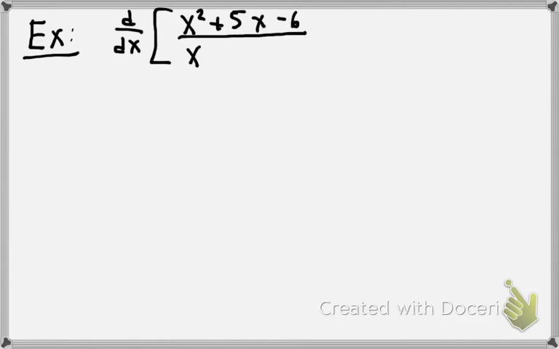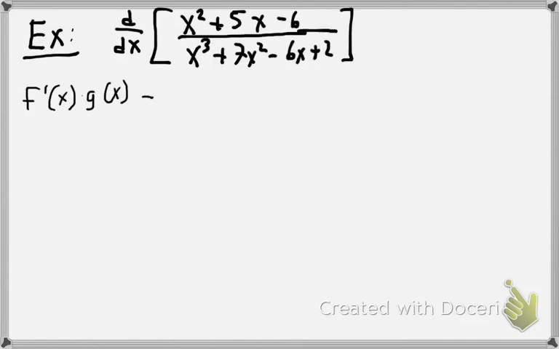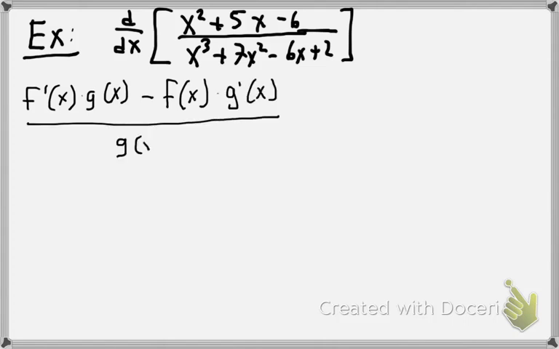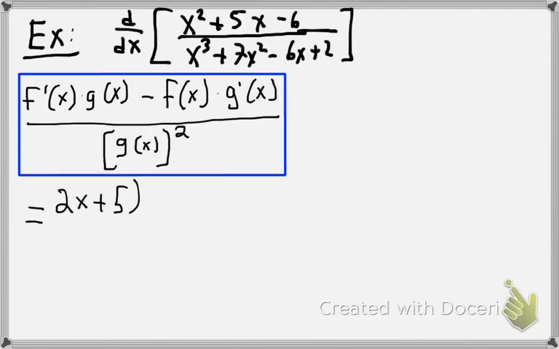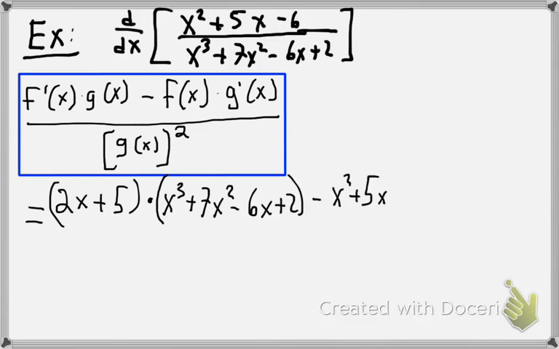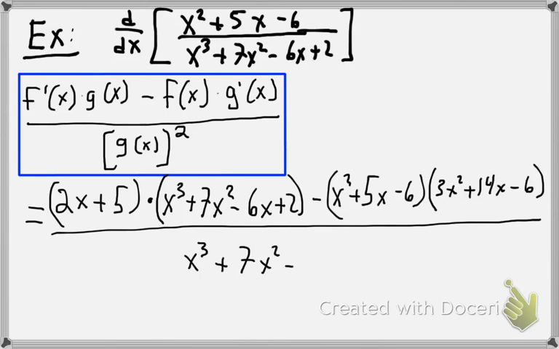Example number 1. If we're given the following functions, x squared plus 5x minus 6 over x cubed plus 7x squared minus 6x plus 2, then we can use our equation for the quotient rule and plug in the following values.